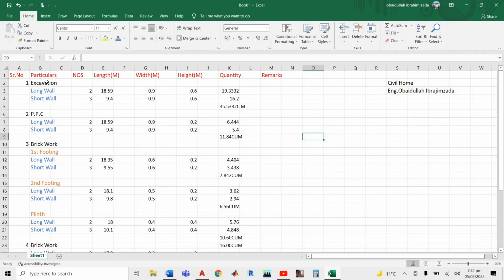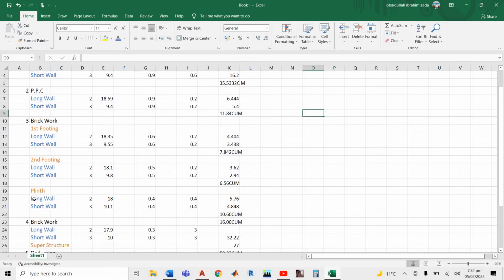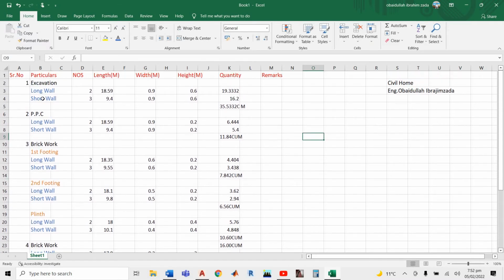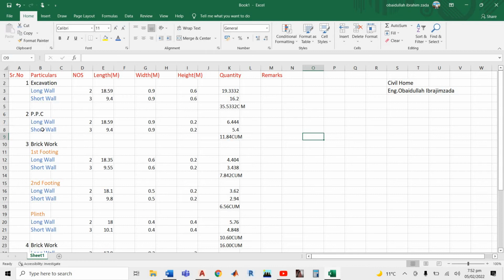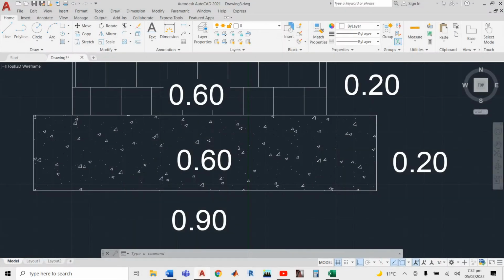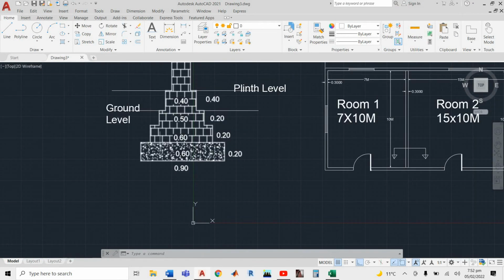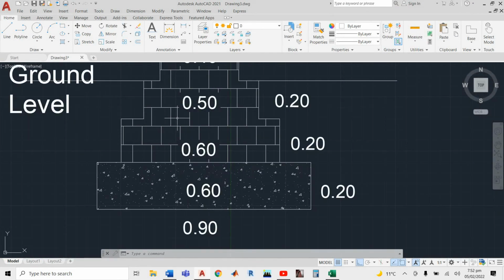We have particulars. For example, excavation: in every particular you have to define it, one for the long wall and second for the short wall. For example, the second one we have PPC. If you see, the second step we have PPC. In PPC also we have to consider long wall and short wall. The third one we have brickwork for Z footing. Where is Z footing? Up to in here is a Z footing.